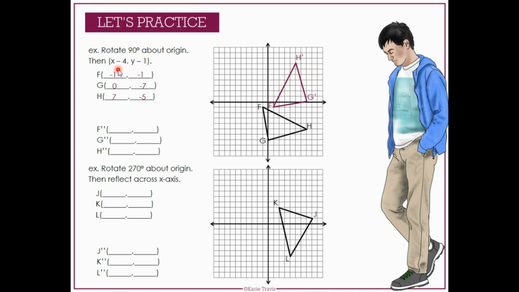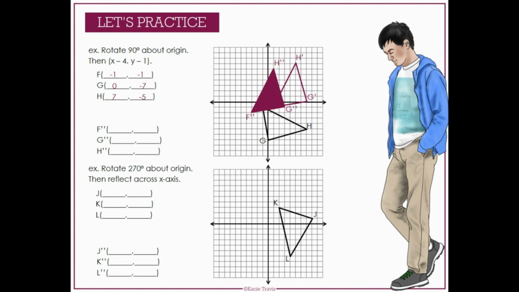Next change we got is we are sliding this new shape over to the left 4 and down by 1. So moving to the left 4 and down by 1 brings us to our new shape here. We got F double prime, G double prime, H double prime. So this is our final resting place for this.